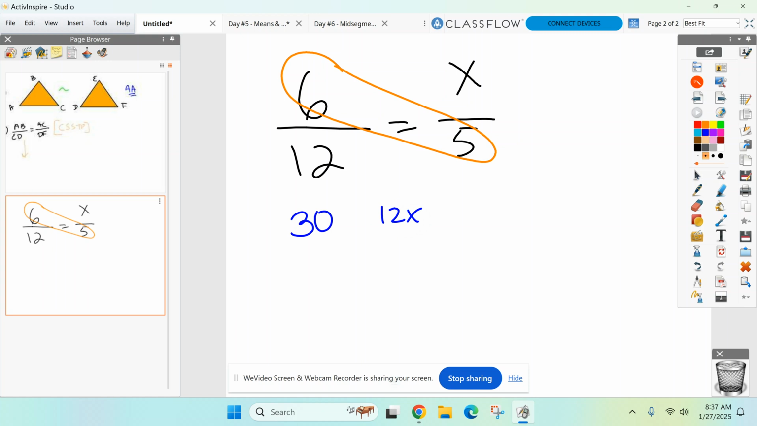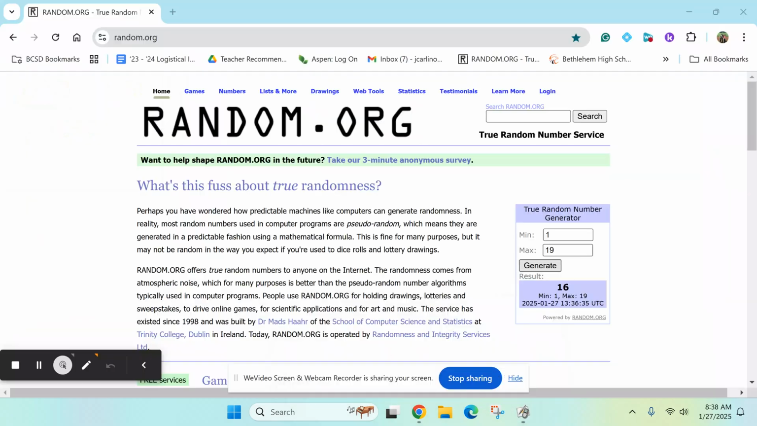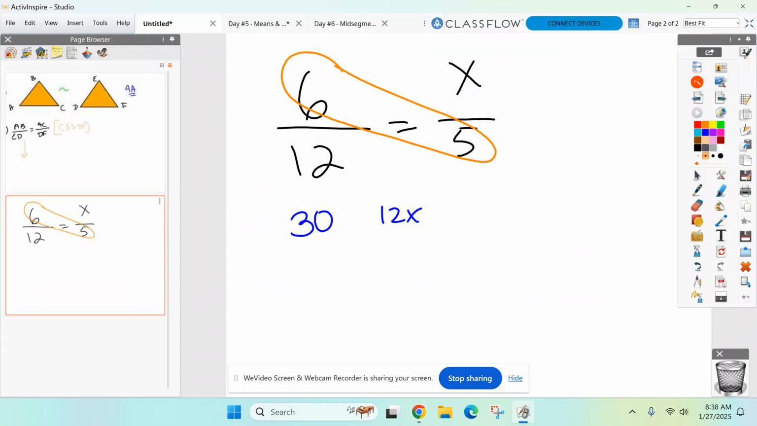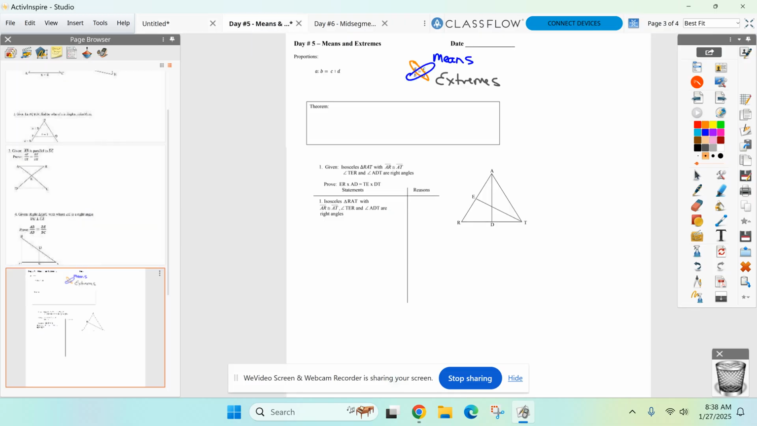What do I do with them? I just leave them hanging. What do I do with the 30 and the 12x when I multiply them? What ends up having to be in between them? Juliana, what's in between them? An equal sign, right? I set them equal to each other. And that's the theorem I'm going to show you today, is the product. And that's hopefully not a new vocabulary term. That's what you get when you multiply two numbers, right? The product. The product of the means.